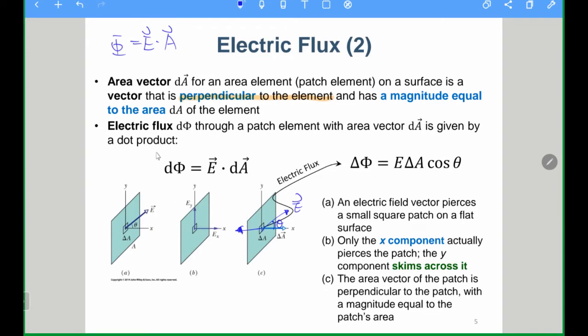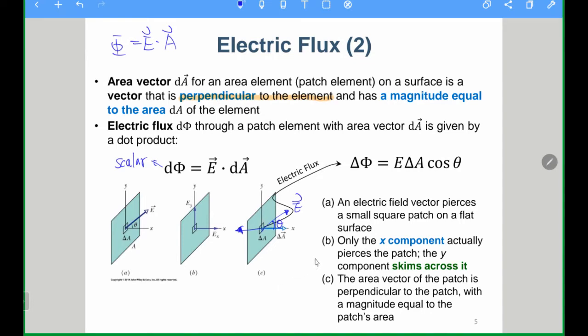And of course, electric flux is a scalar. This is a scalar. And you can clearly see here is a dot product. After finishing the dot product, it becomes a scalar. Okay. So yeah.